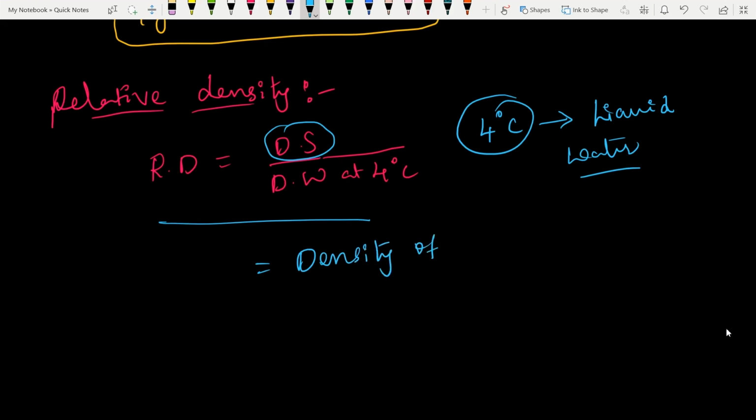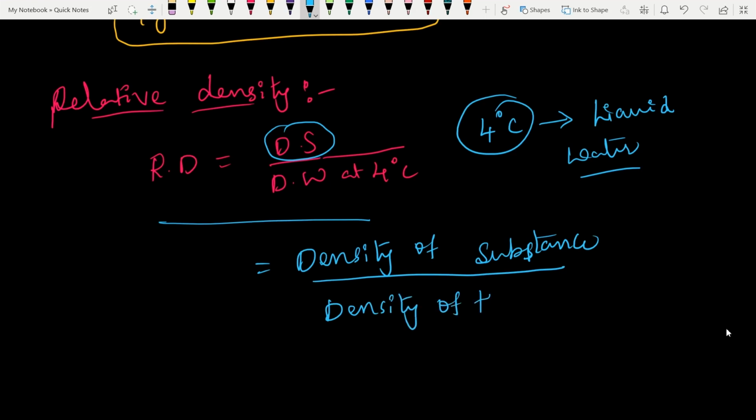So relative density is the density of the substance by the density of water at 4 degrees centigrade.